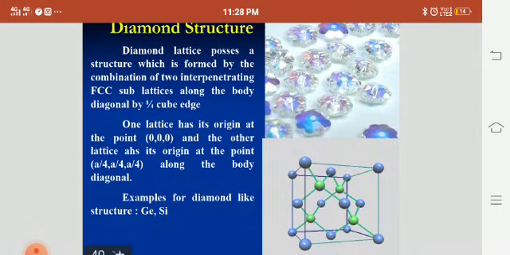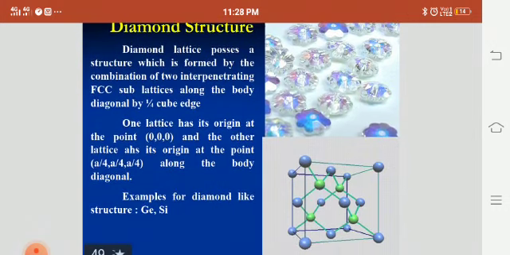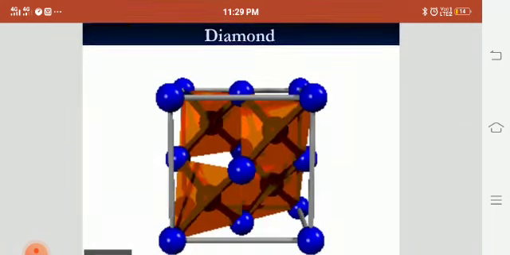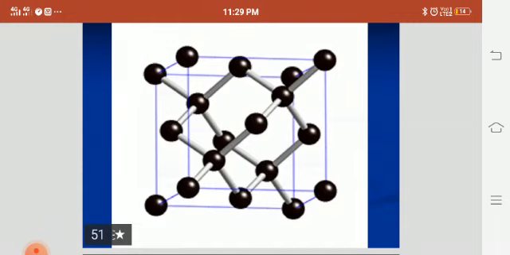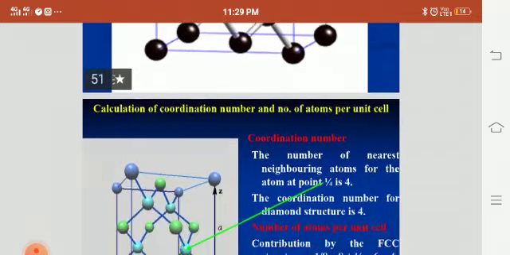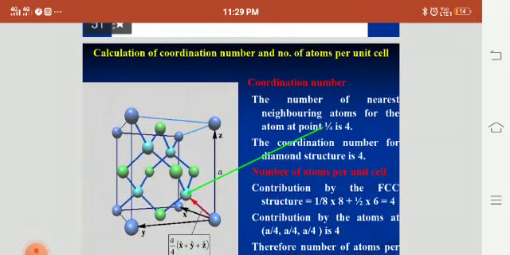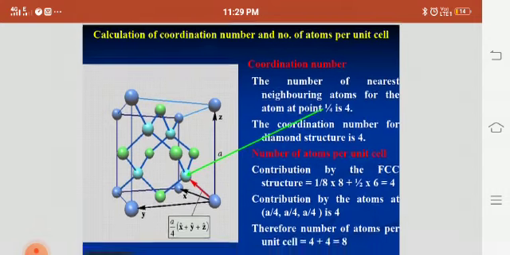In this we can see the lattice points which are arranged in 1 by 4 tilted cube edge of diamond structure. Here we can see the 3D image of diamond structure, with the atoms placed in the positions of diamond structure. Now the coordination number of diamond is 4. That is because the number of nearest neighboring atoms for the atom at each point, that is 1 by 4, is 4. So the coordination number of diamond structure is 4.